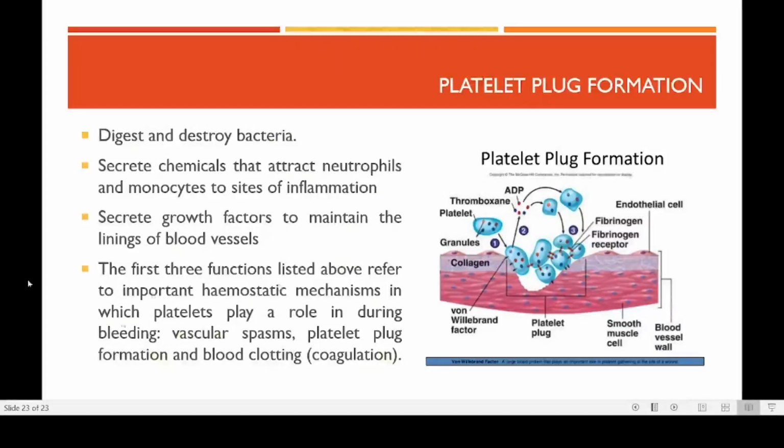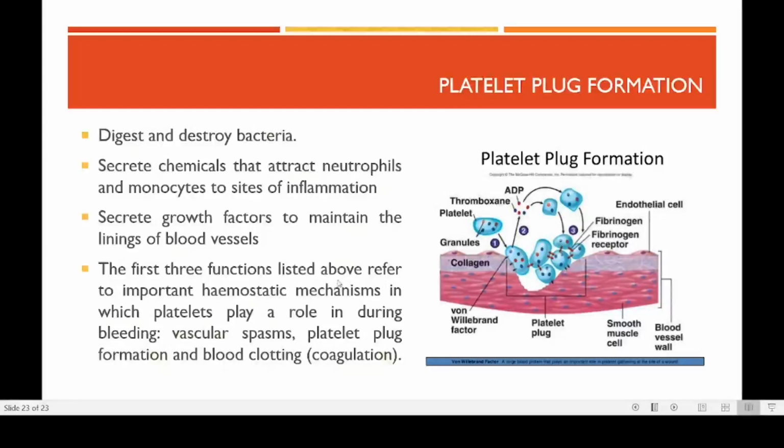Then you can see that they secrete growth factors to maintain the lining of the blood vessel. Lining means the inner wall of the blood vessel. To protect it from destruction, they will be releasing certain growth factors, and these growth factors are responsible for protecting the inner lining or inner covering of our blood vessel.